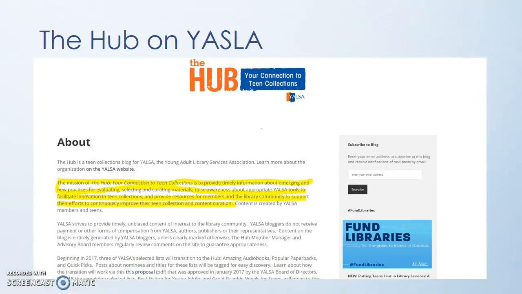Where I have focused is the Hub. It is specifically for teens, and their job is to provide timely information about emerging and new practices for evaluating, selecting, and curating materials. So again, this is one of the first places I go when I'm looking for information about teens and teen literacy as we're looking to build our collection.